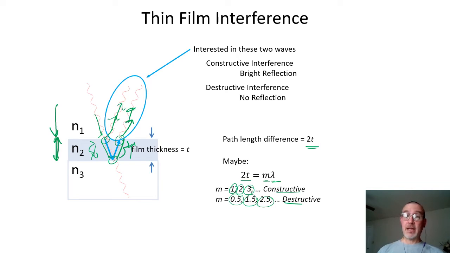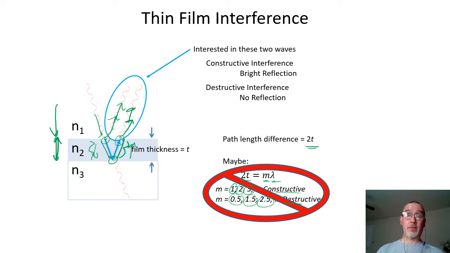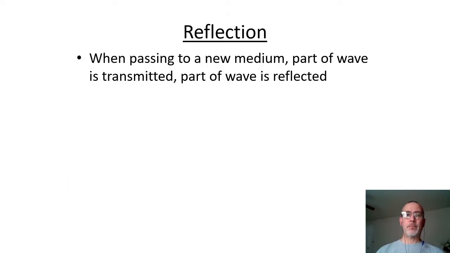Now that seems like a pretty logical explanation. However, there's a problem with that. There's actually two problems with that. Let's talk about the first problem. The first problem has to do with how waves behave when they reflect.